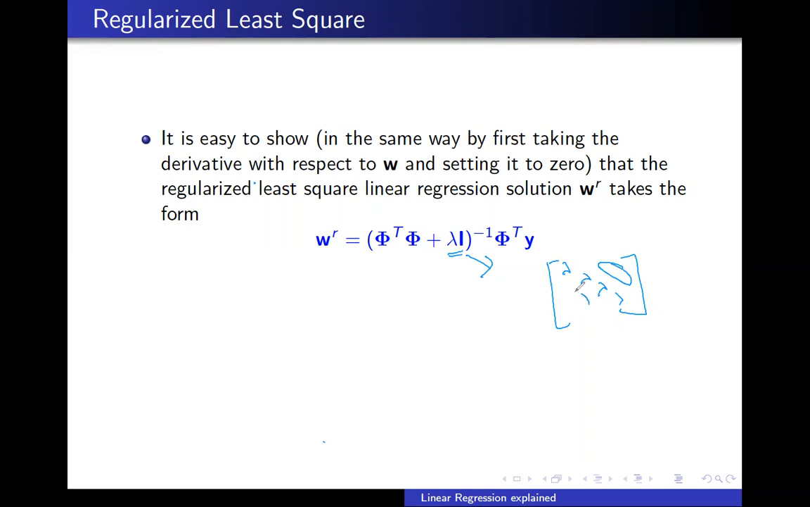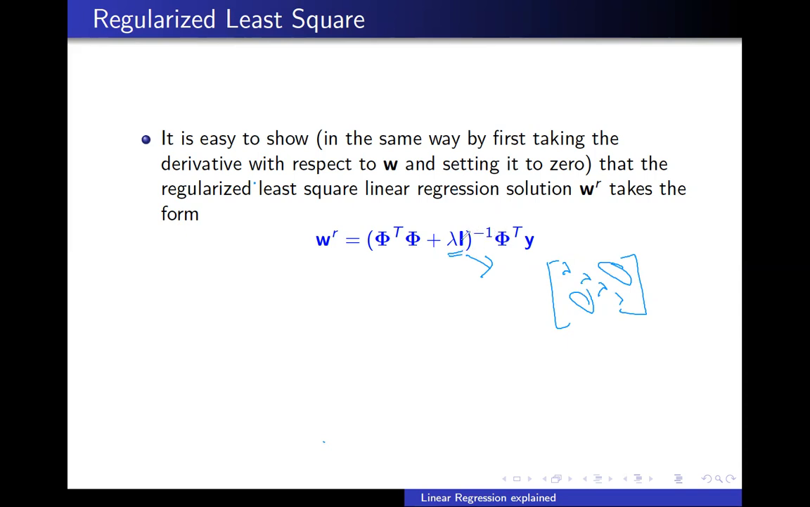All the top diagonal entries are 0 that you are adding to this phi transpose phi. So this makes sure that once you add this, all the diagonal entries of phi transpose phi are increased by lambda. So now it becomes diagonal heavy, and that makes sure that you can invert this matrix. That is the whole idea.